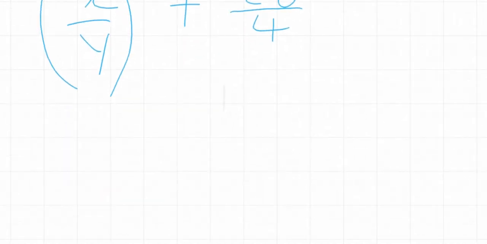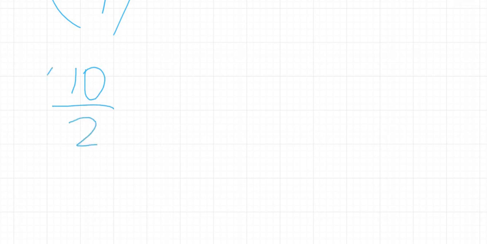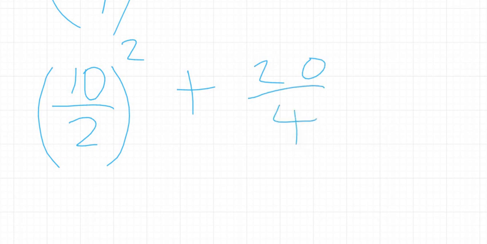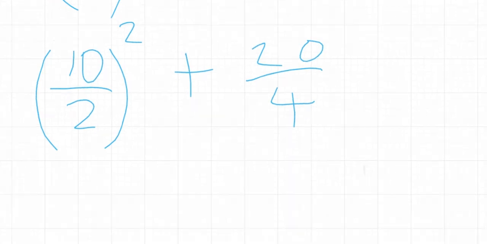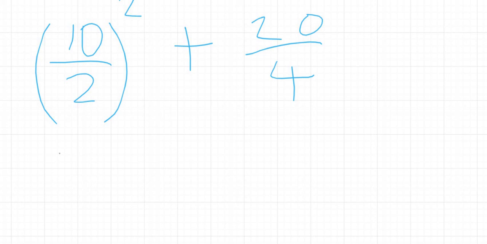So we have 10 divided by 2, all raised to 2, plus 20 divided by 4. Based on indices, whenever we have a fraction being raised to a power, we distribute the exponent to each term in the fraction. So what we actually have is 10 raised to the second power divided by 2 raised to the second power.